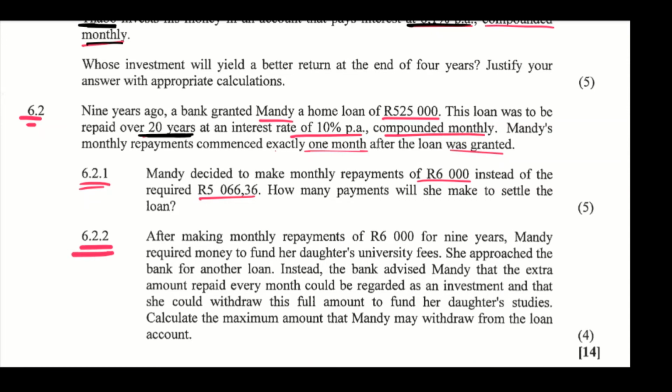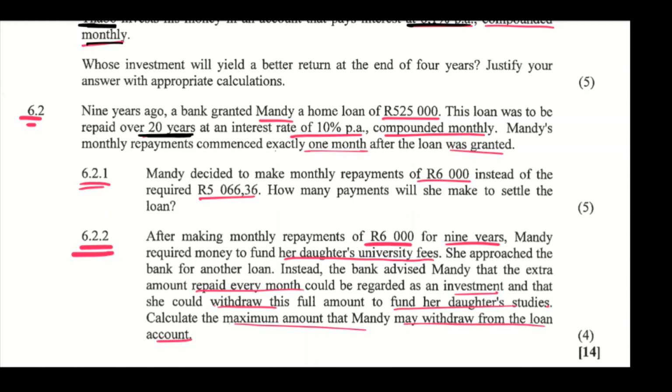6.2.2. Here, after making monthly payments of 6,000 rand for 9 years, Mandy required money to fund her daughter's university fees. She approaches the bank for another loan. Instead, the bank advises Mandy that the extra amount repaid every month could be regarded as an investment, and that she should withdraw this full amount to fund her daughter's studies. Calculate the maximum amount that Mandy may withdraw from the loan.